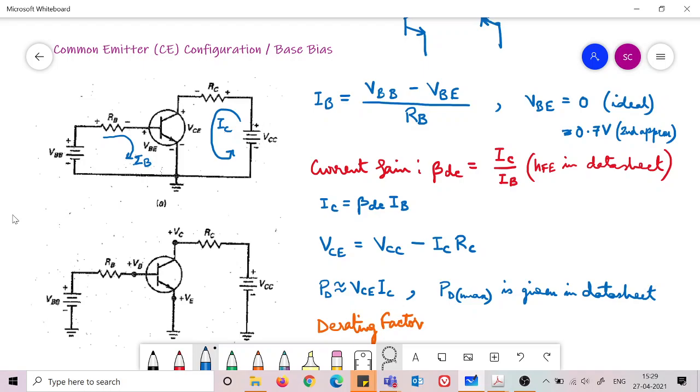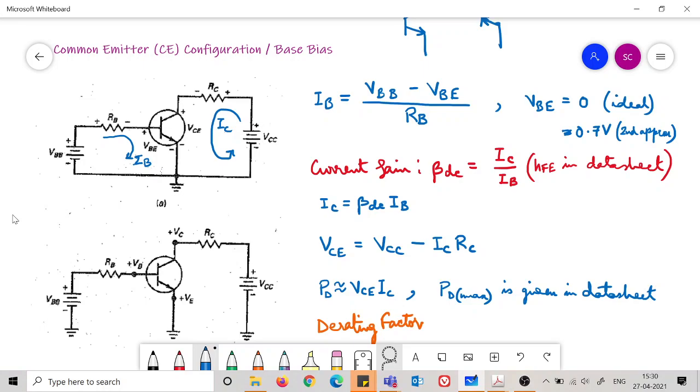IB is (VBB minus VBE) divided by RB. So that is the thing. This is known: VBB is known, VBE is known, RB is known, and you can simply put VBE as 0.7 volt and get what is IB.